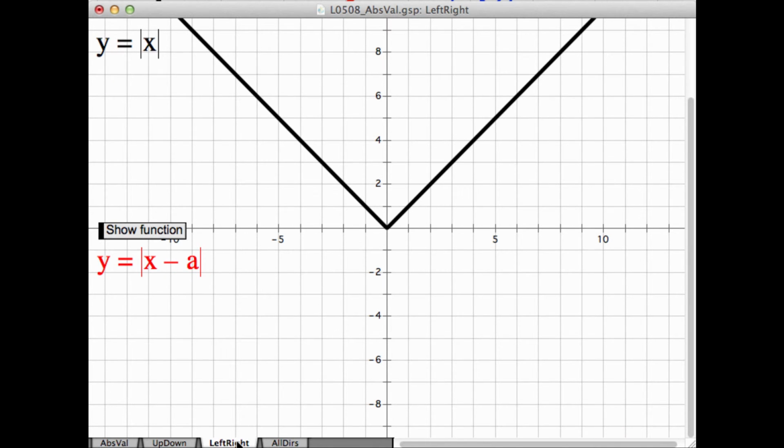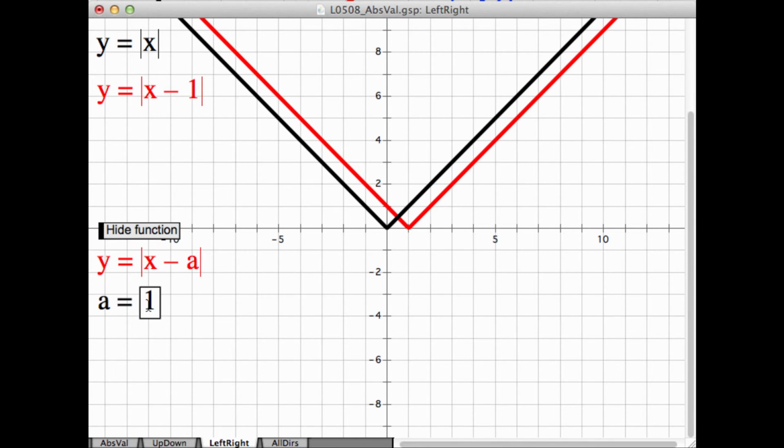Now let's look at a different kind of translation. In this case, we're going to subtract a number inside the absolute value instead of outside. And let's see what happens. Here's the original, y equals the absolute value of x. And now we're going to see what happens to y equals the absolute value of x minus 1.